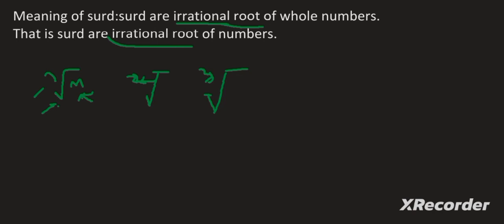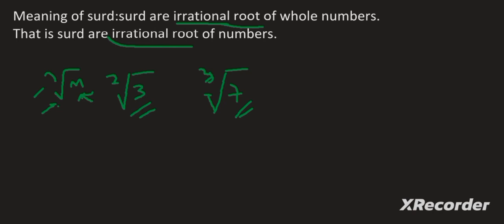Take for example the square root of 3. Let me write this clearly. Say you have the square root of 3, the cube root of 7. If you use your calculator to check the values these give you, the square root of 3, the cube root of 7, you see that they are irrational. So these are called surds.